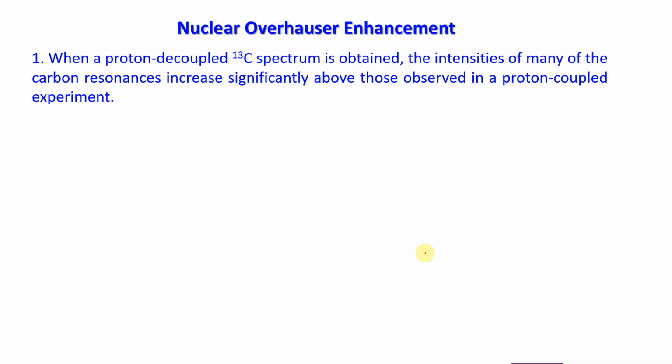Look at this very carefully. Number one here, what we find is when a proton decoupled 13C spectrum is obtained, the intensity of many of the carbon resonances increases significantly above those observed in the proton coupled experiment.